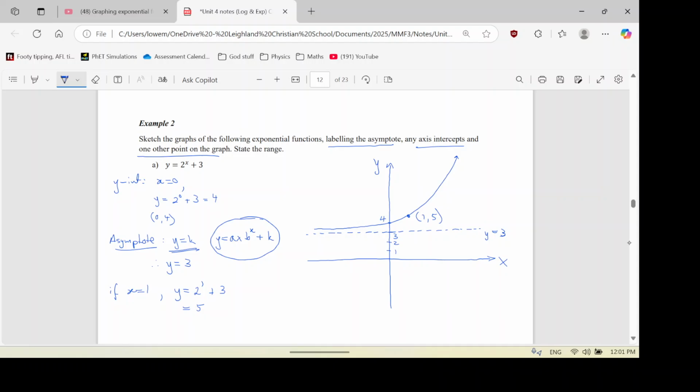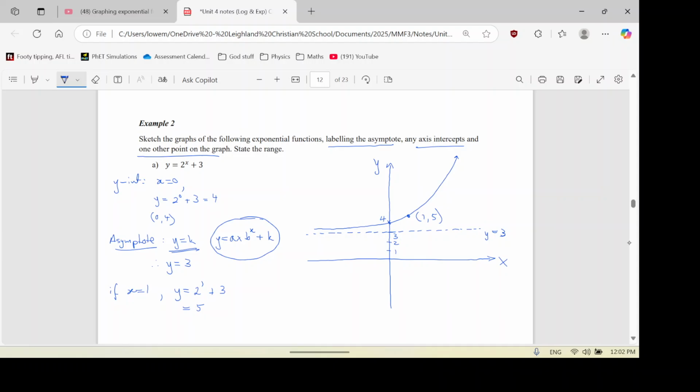We've got here our y-intercept of 4, and this as our one other point. You could take any point you like. I've just chosen x equal to 1 because it's pretty easy to use. When x is equal to 1, y will equal 2 to the power of 1, which is 2, plus 3, which is equal to 5. And so we have this point (1, 5) plotted on the graph. And so that's all we need in this case. You can see there's no x-intercept because it's not reflected and it's translated up.